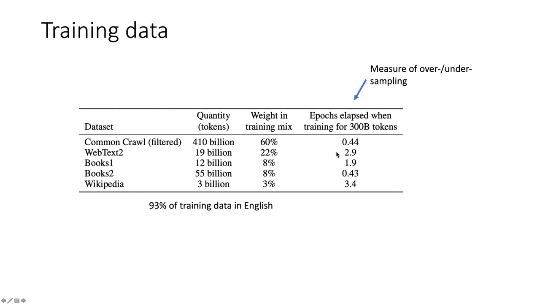And then they oversample or undersample these sources of training data. This column here just illustrates how much they oversample or undersample. And important to note that 93% of the tokens in the training data are in English.